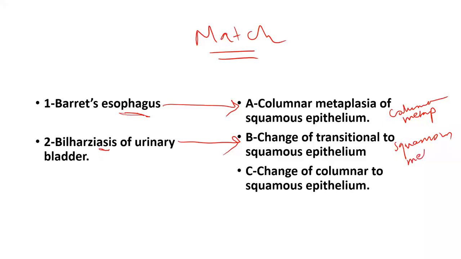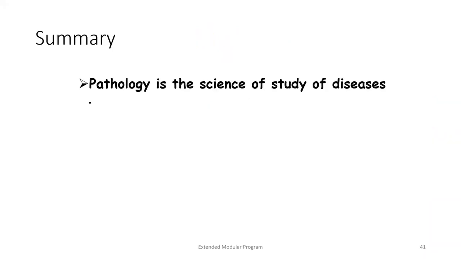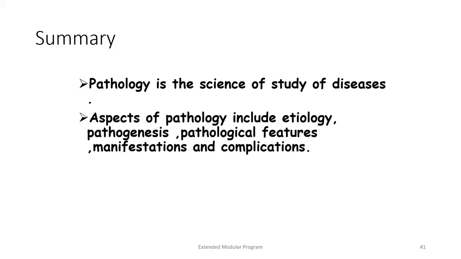Very good. Bilharziasis of urinary bladder. What is the original epithelium here? Transitional epithelium. It can change to squamous epithelium. This is another squamous metaplasia, so this is columnar metaplasia, and this is squamous metaplasia. Fine? Very good.